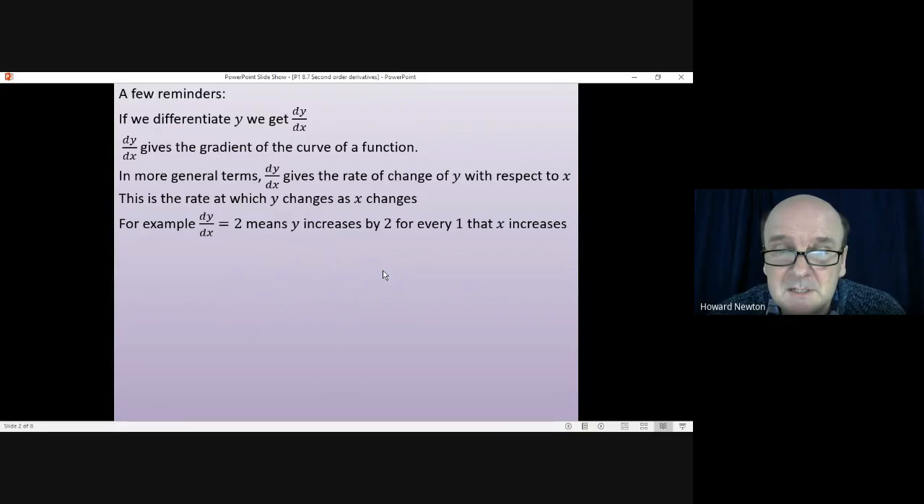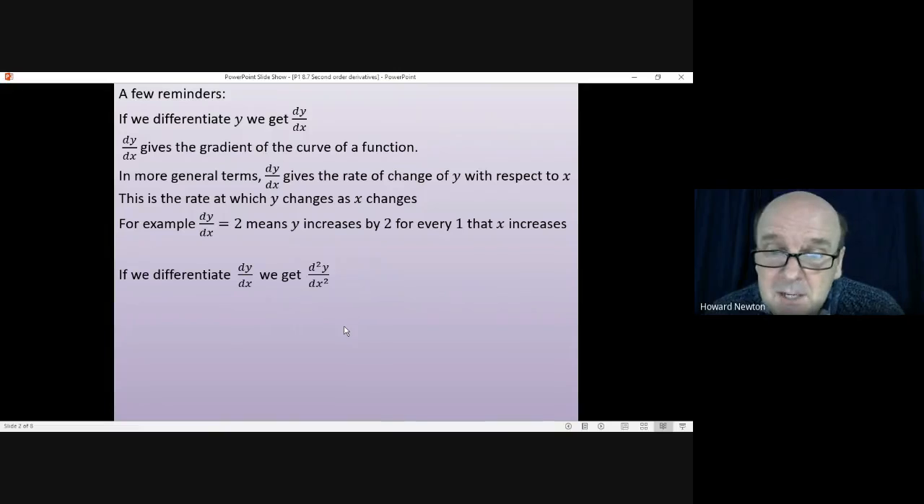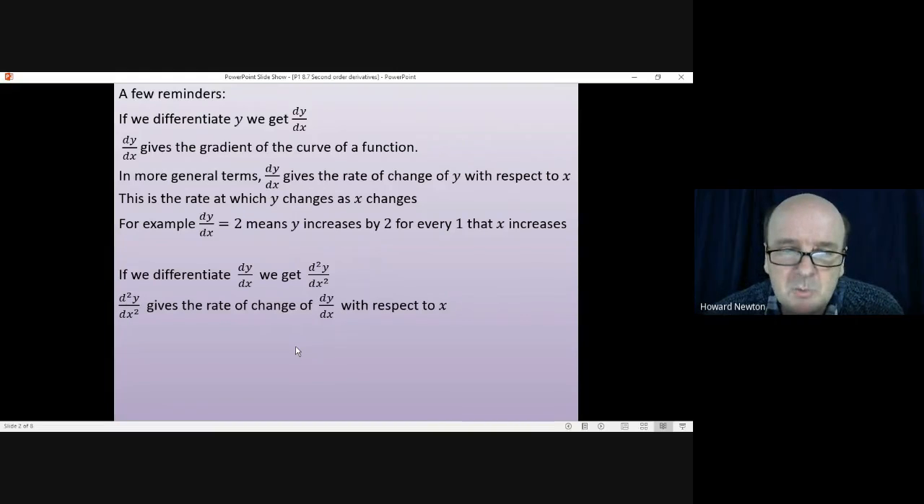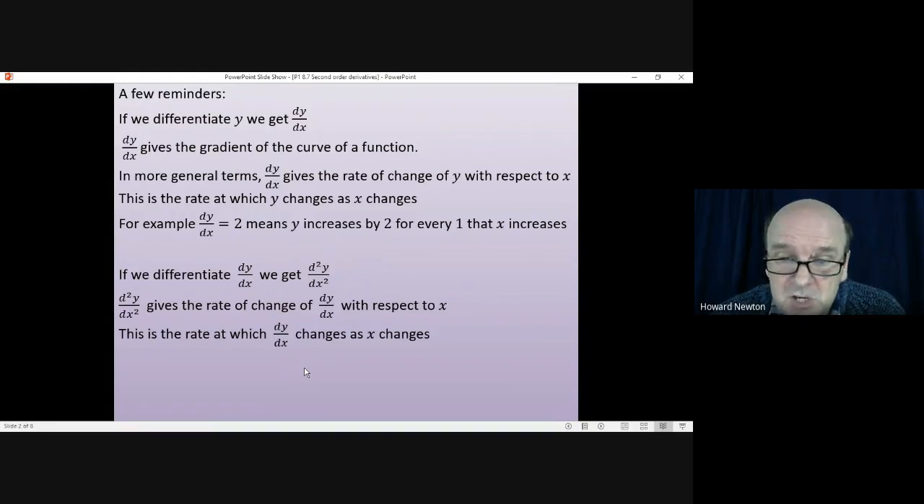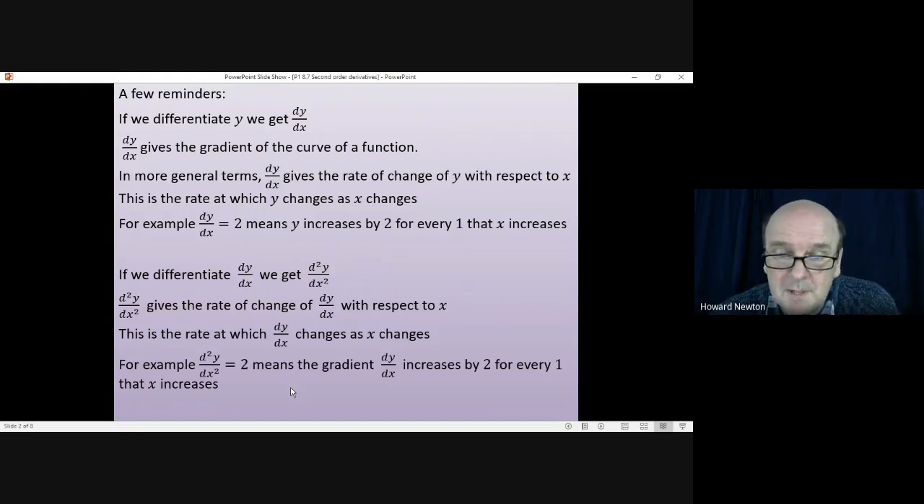If we differentiate dy by dx with respect to x, we get the second differential, d2y by dx squared. But what exactly is that? Well, d2y by dx squared gives us the rate of change of dy by dx with respect to x, the rate of change of the gradient. This is the rate at which dy by dx changes as x changes. So for example, if d2y by dx squared equals 2, what that means is that the gradient, dy by dx, will increase by 2 for every one that x increases.